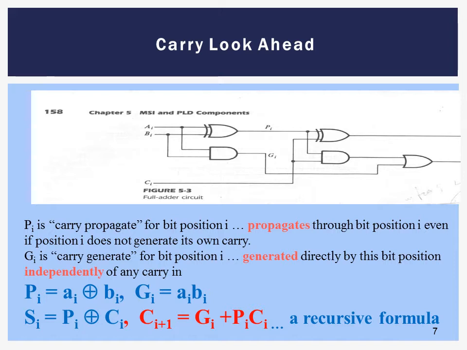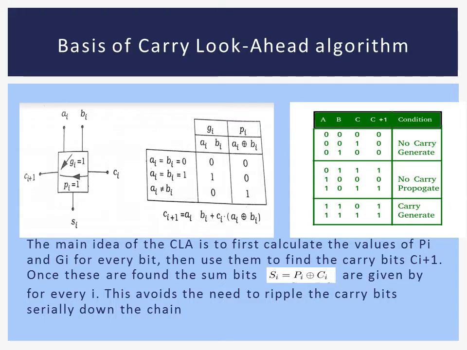Now ultimately we will end up with this formula: the carry C i plus 1, to be generated for the i plus 1th position, is equal to the generate term of the ith position plus the propagate term of the ith position into the carry of the ith position, and that is the recursive formula. So let us look into the carry look ahead adder's algorithm details.